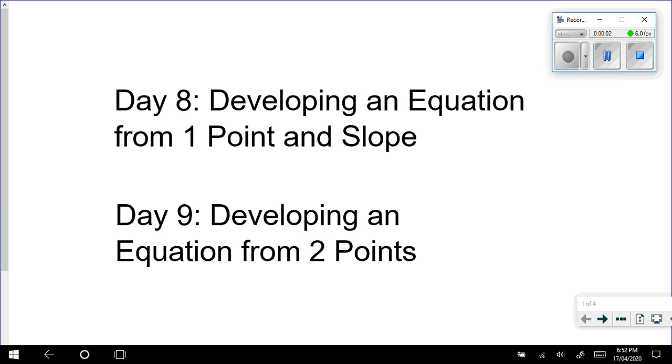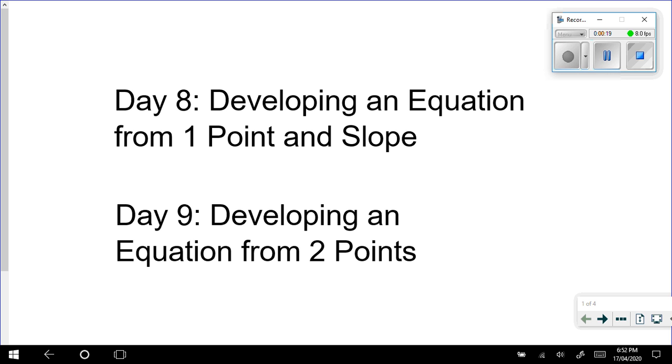Welcome back, everybody. Today's lesson is going to be the long anticipated how to make an equation from 1 point and a slope out of algebra. I know you've all been waiting for that. I heard it was on a few of your Christmas wish lists, and you guys must have been nice because Santa brought it early for you this year.